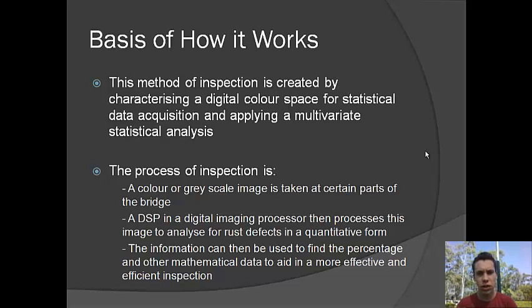The basics of how it works. So this method of inspection is created by characterizing a digital color space for statistical data acquisition and applying a multivariate statistical analysis. In other words, a color or grayscale image is taken at certain parts of the bridge. Then a DSP in a digital imaging processor is then used to process this image, which can then analyze for rust defects in a more quantitative form. That information can then be used to actually find the percentage and other mathematical data to help aid in a more effective and efficient inspection.